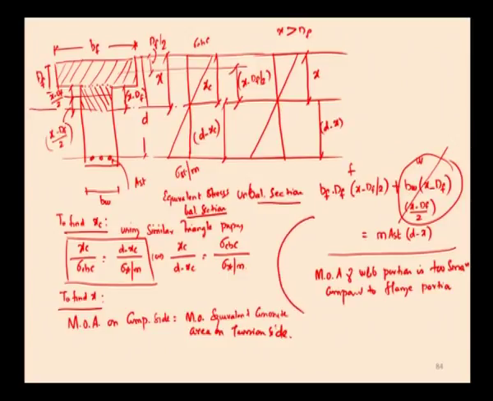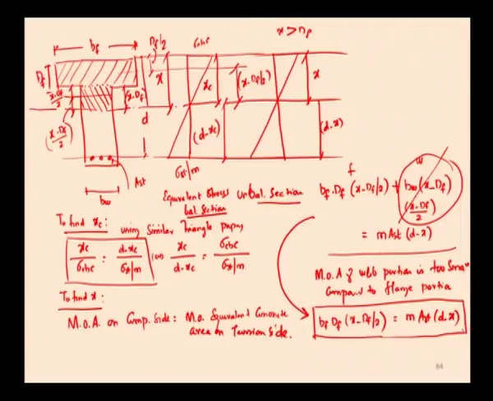So, this equation can be further rewritten as Bf df into x minus df by 2, which is equal to m into AST into d minus x. So, this is the formula which is used to find out the depth of neutral axis by equating moment of area on the web portion to the moment of area of the flange portion.